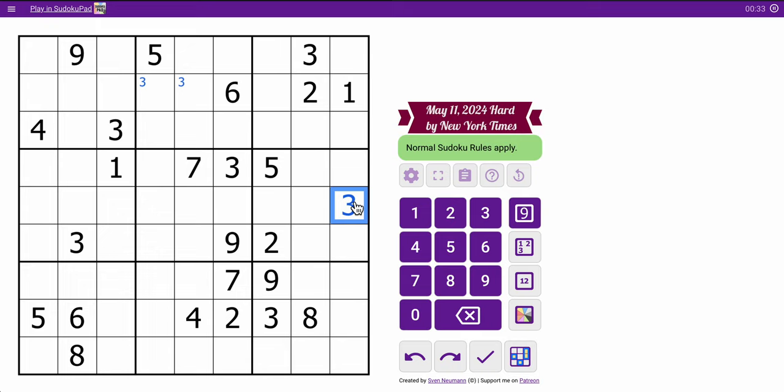And then 2, 3, 4, 5, 6, 8 are placed. I need 1, 7, and 9. This can't be 1 or 9. That must be 7. These two are now a 1, 9 pair, and the 1 in column 3 will disambiguate.